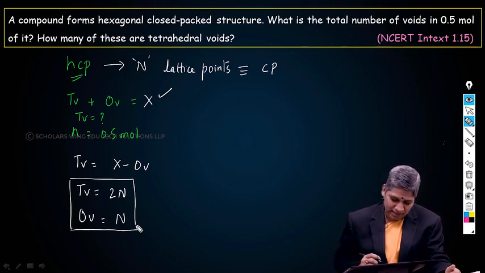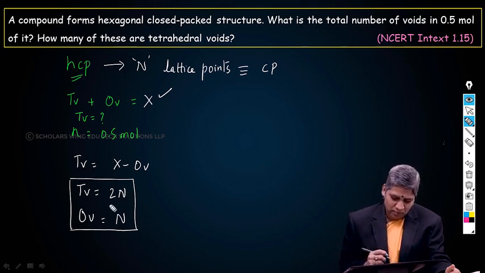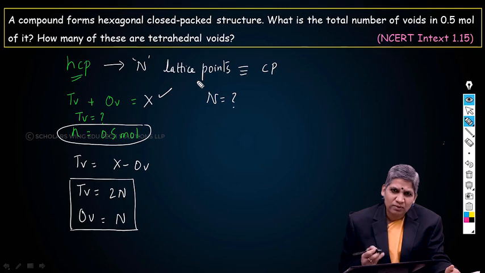So let's now go ahead. Those who are confident in the concept will retain a smile. I can see that smile on your face. Okay. Now, to find TV and OV, we know the 2n formula, but we have to find n, isn't it? So the first thing is, what is n? To find n, can we use the number of moles? What is n? Number of lattice points at which the constituent particles are present. Let us say atoms only. We'll consider them as atoms.